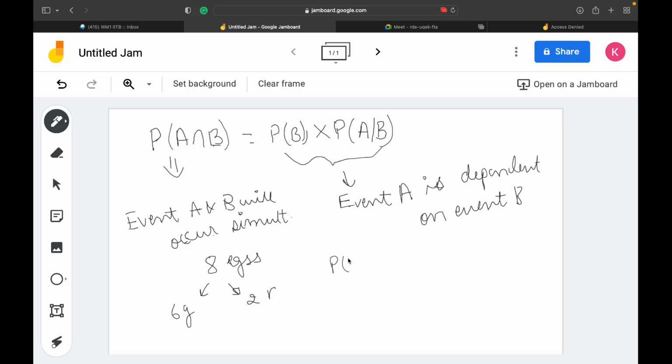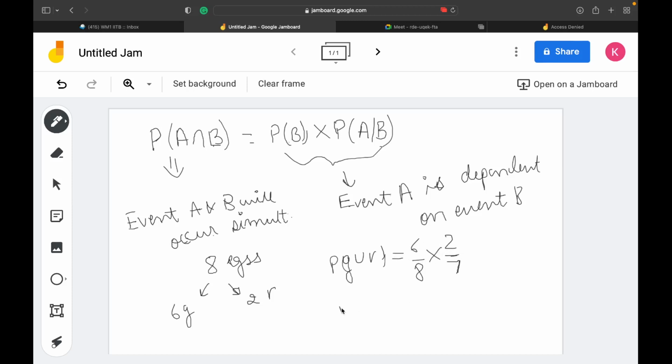So let's suppose that the first should be good and the second will be rotten. Then the probability that the first is good is 6 by 8, and the probability that the second is rotten is 2 by 7, because after the first event we will remove the good egg. The total number of eggs will be 7, and among those 7 the rotten eggs will be 2.